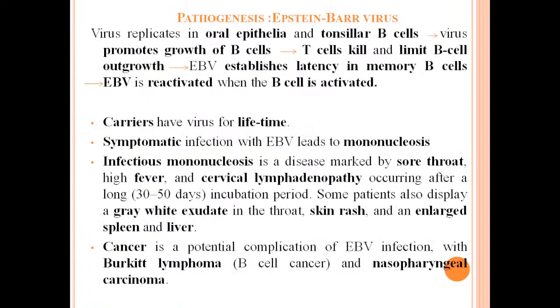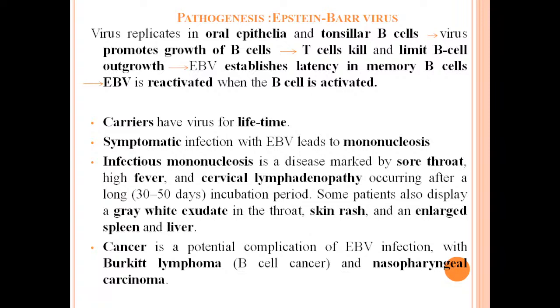Another one is Epstein-Barr virus. What about the pathogenesis of this one? Epstein-Barr virus replicates in oral epithelia and tonsillar B cells. The virus promotes growth of B cells, so they become transformed, and T cells, CD8 killer cells, kill and limit B cell outgrowth.